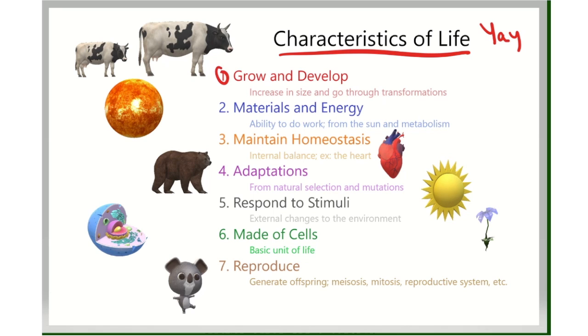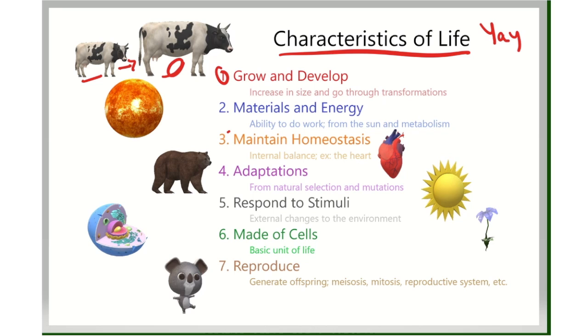Now the first characteristic of life is that all of life grows and develops. This means that the organisms get bigger, become more complex, and develop. Now, as I've written here, they increase in size and go through transformations. As you can see from this really cool image of cows, the cow first starts off as a calf, and then it grows and develops into an adult cow, right here.